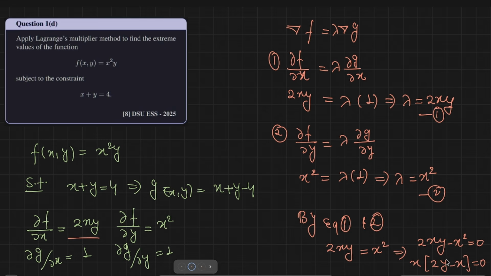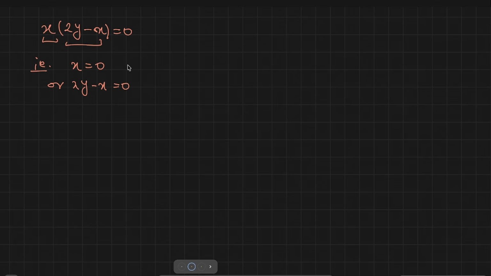Now see, what do you mean by this? If you have any equation like this, x into 2y minus x is equal to 0, you have two numbers whose multiplication is 0. It means either x is equal to 0 or 2y minus x is equal to 0. So from here I can get x is equal to 2y. I have two values of x, that is x is equal to 0 and x is equal to 2y.